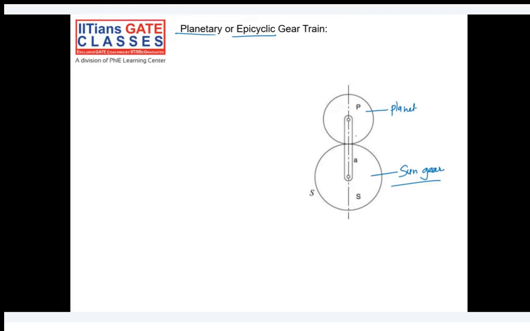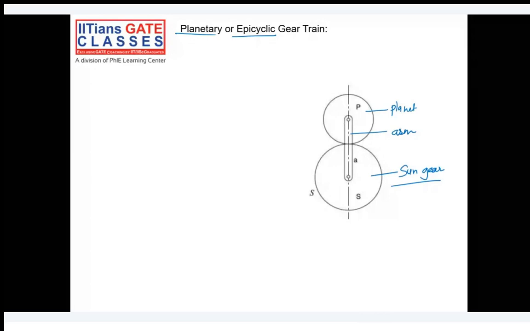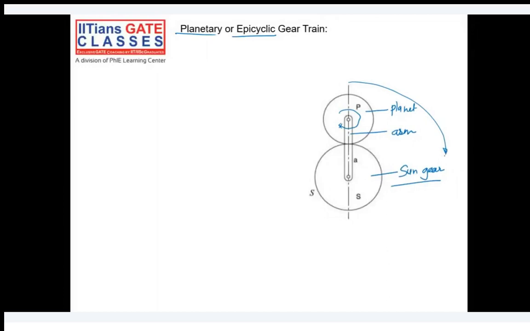The sun gear and the planet gear are connected through this arm, which passes through the axis of both the gears. If you rotate the arm, the planet gear starts rotating about itself and also rotating about the sun gear. I hope you are able to follow how it is. It is not just rotating about itself, it is also rotating about the sun gear, if you give some motion to the arm. Is it clear till this?